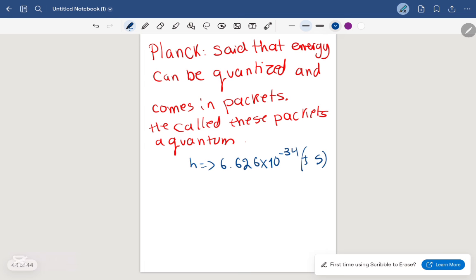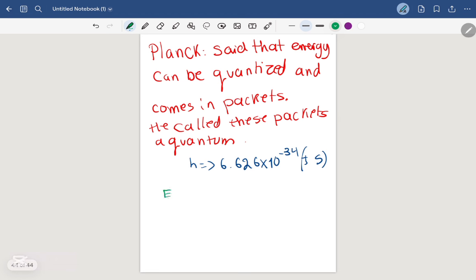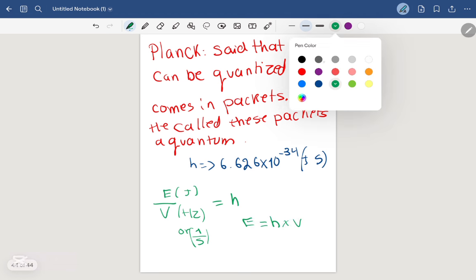Now, where exactly did he get this constant from? He tried to take the energy, and he tried to divide the energy that he got by what? By the frequency of the wave. So the energy is always in joules. This energy is either absorbed or released. The frequency is always in hertz, or it can be in 1/second. And from this, he was able to get his constant. So what did he say the equation was? E, energy, is equal to his constant multiplied by the frequency.